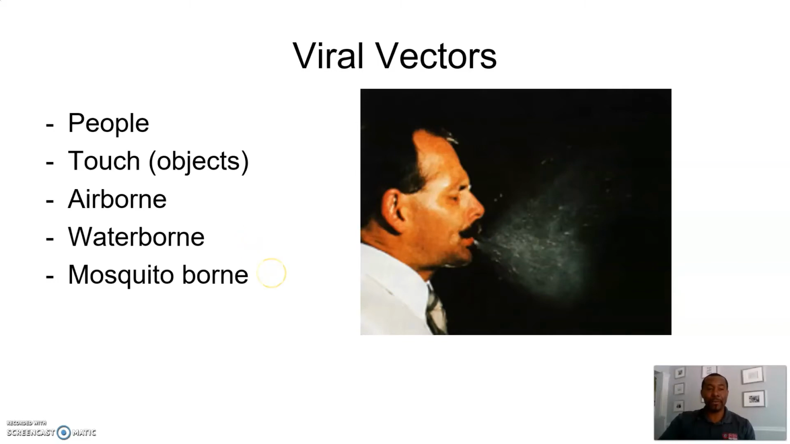Viruses can be airborne, which means they travel through the air. They can be waterborne, which means they're in our water sources, or they can be mosquito-borne. A virus famous for being transmitted through mosquitoes was the Zika virus.